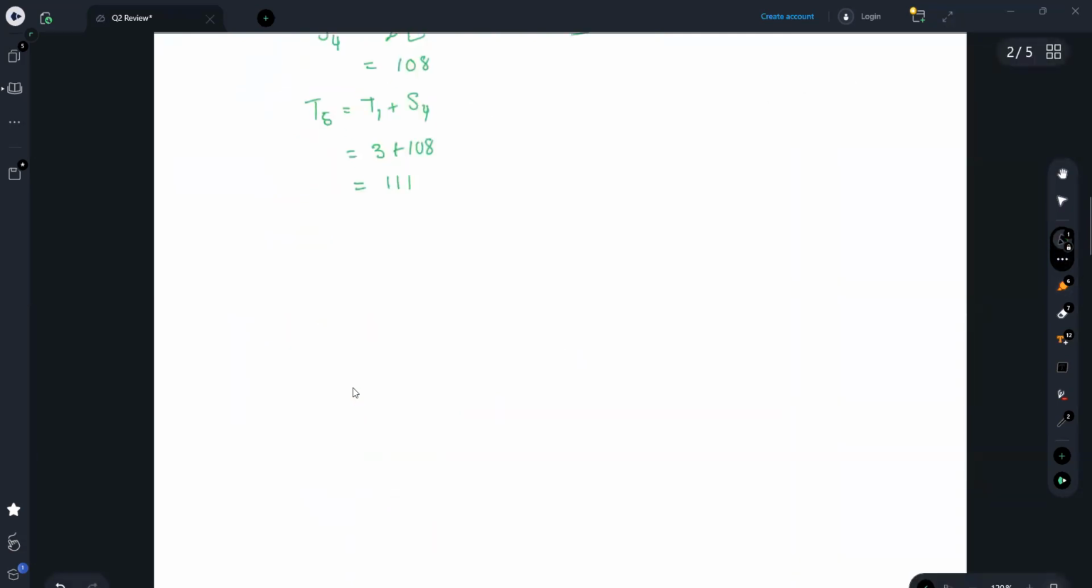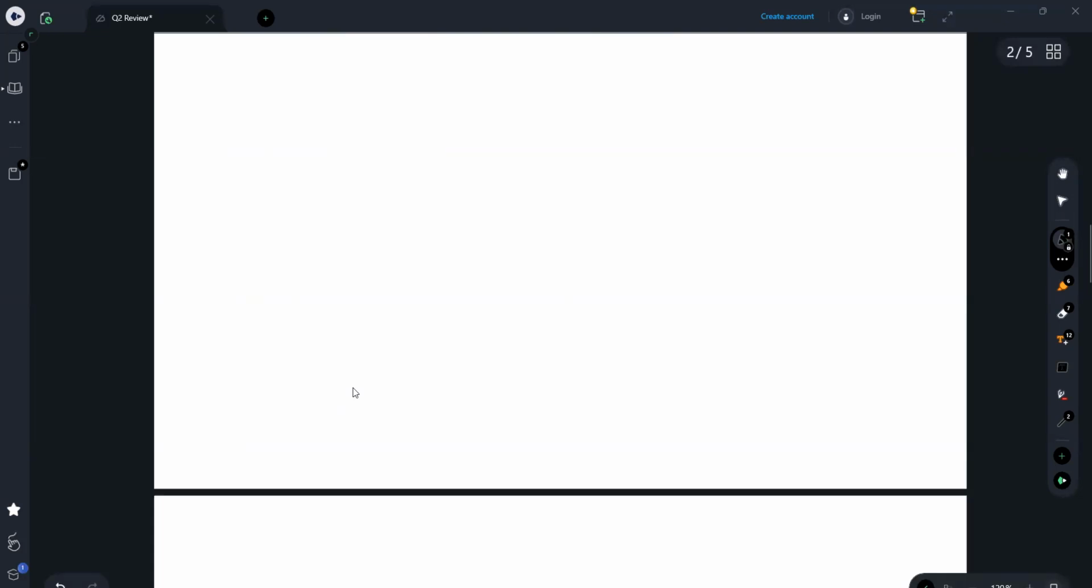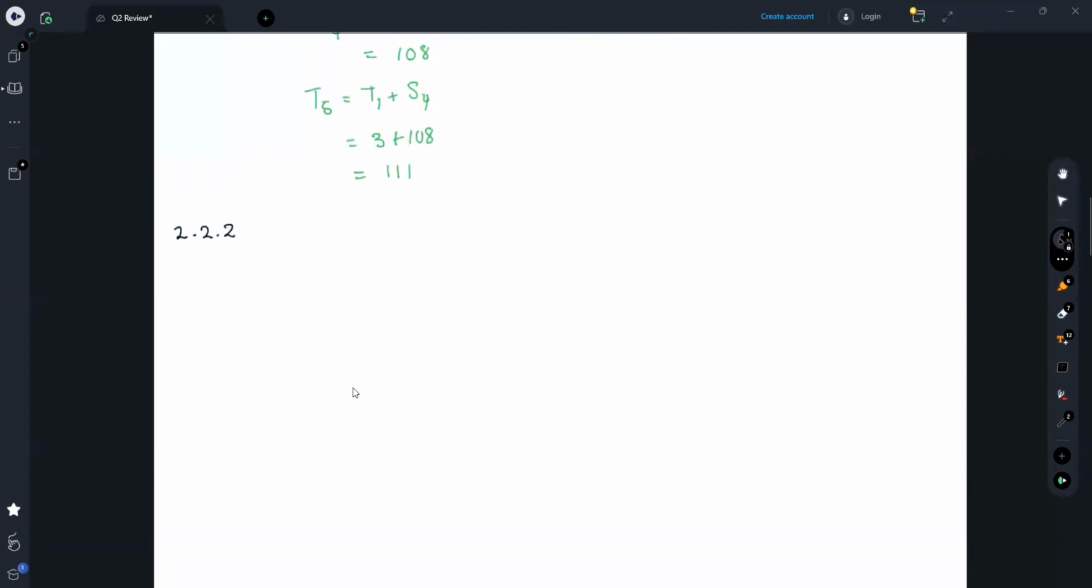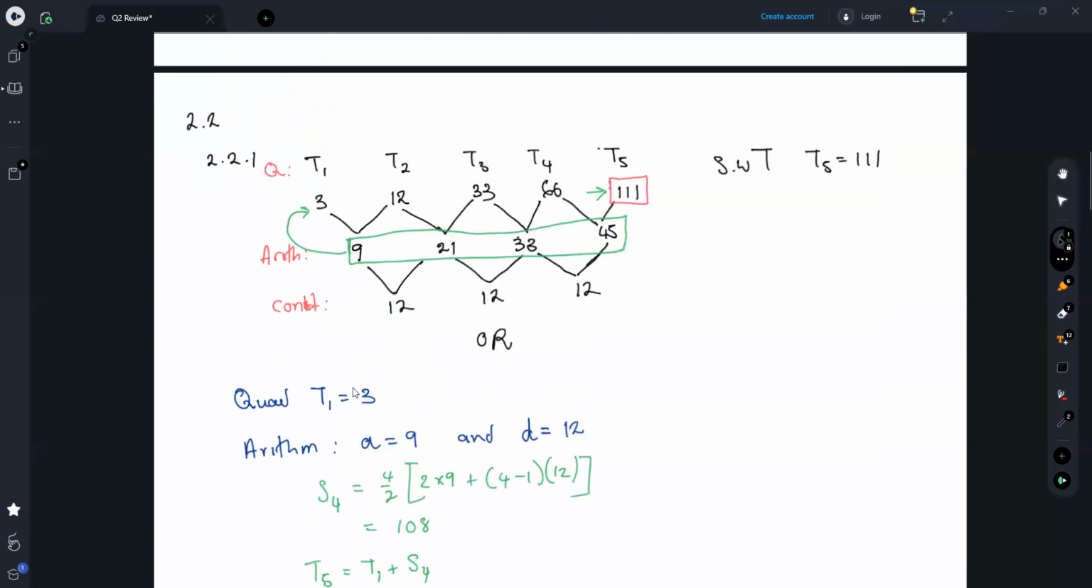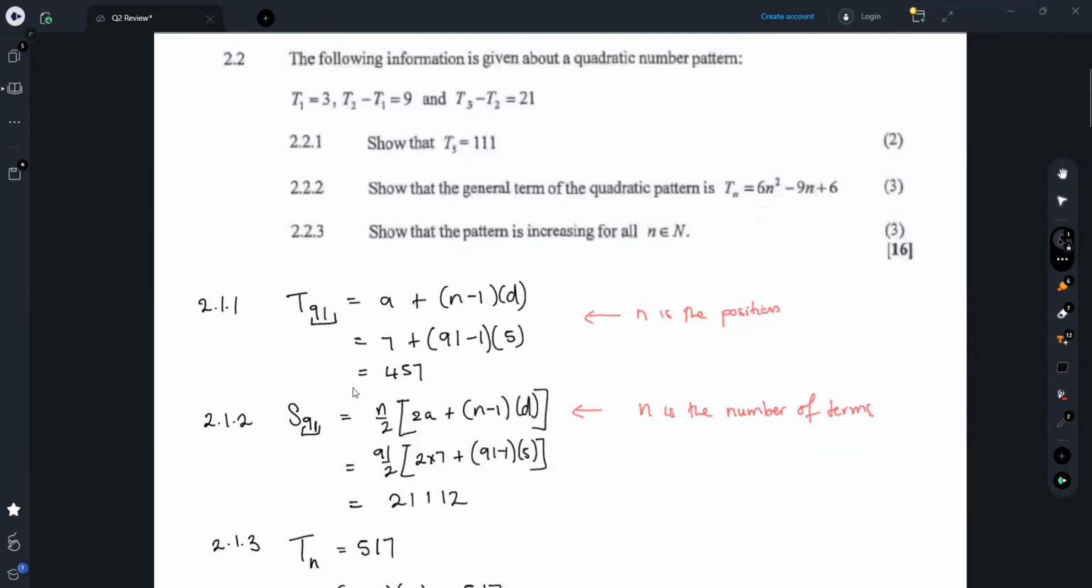Right, excellent. So 2.2.2. Okay, so now in 2.2, they say that, let's just quickly go back up to them, just to check the question. Now they say, show that the general term of the quadratic pattern is given by that information.